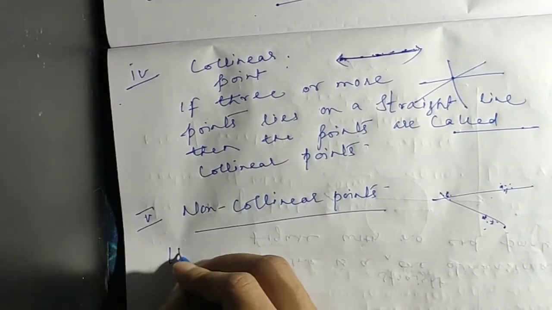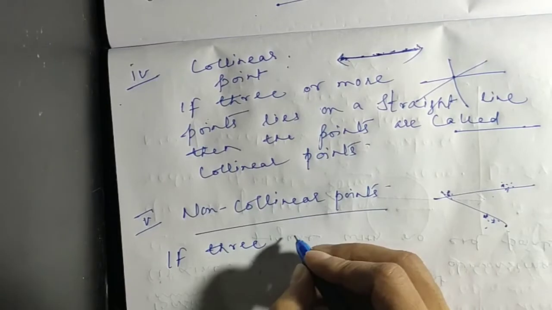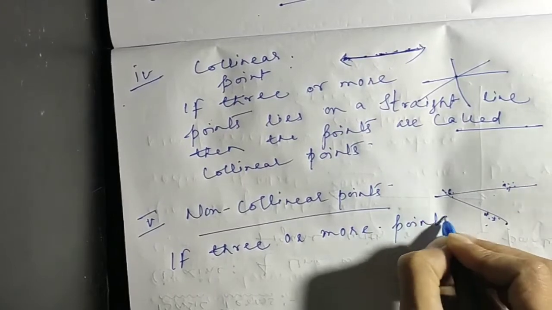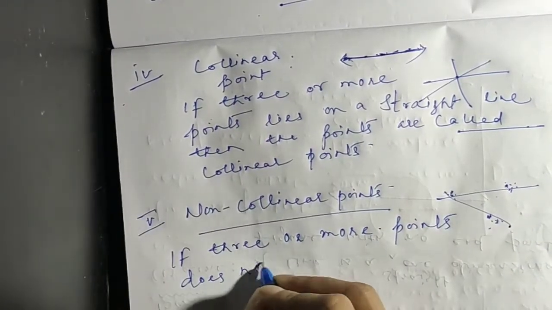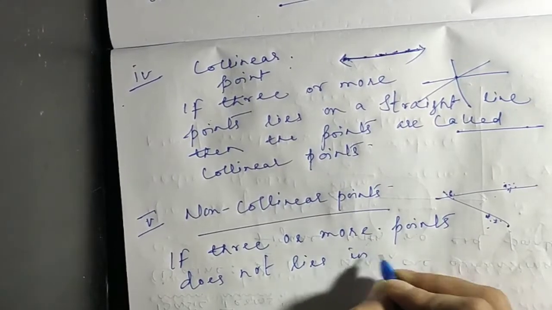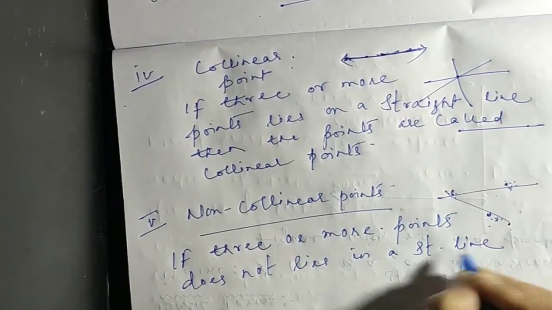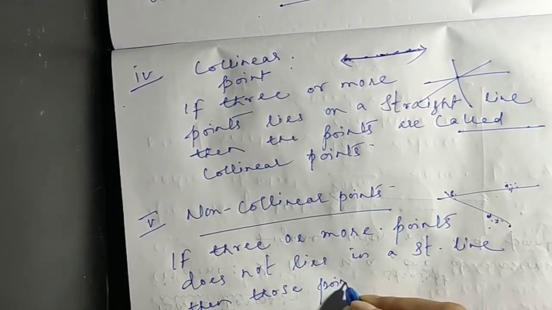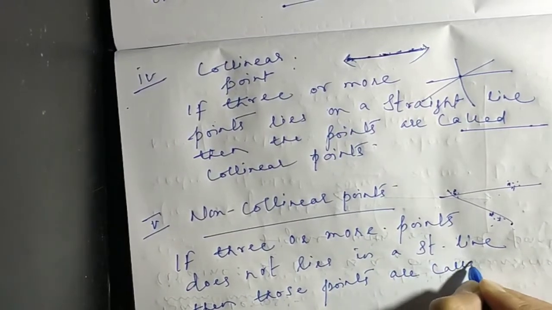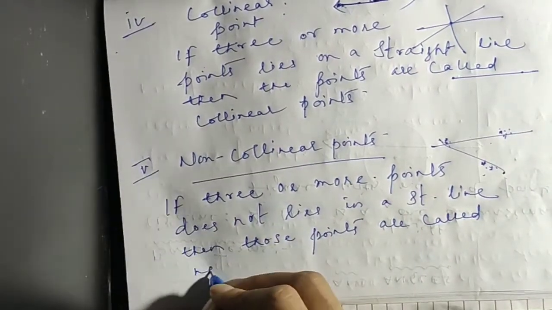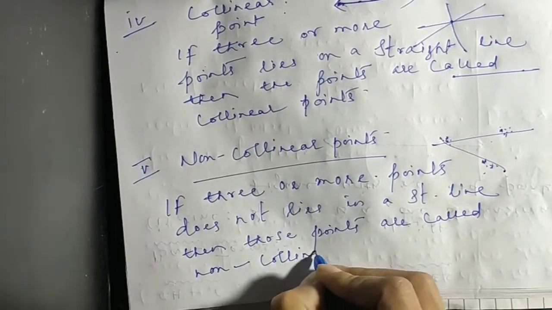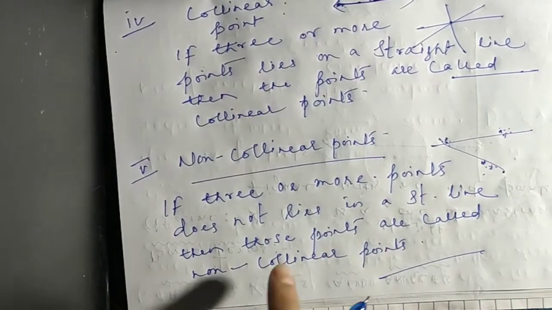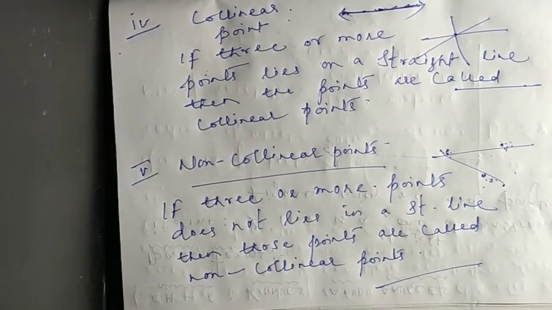So how will the definition be? If three or more points do not lie in a straight line, then those points are called non-collinear points. And if they lie in a straight line, then they are called collinear points. If they do not lie in a straight line, then they are called non-collinear points.